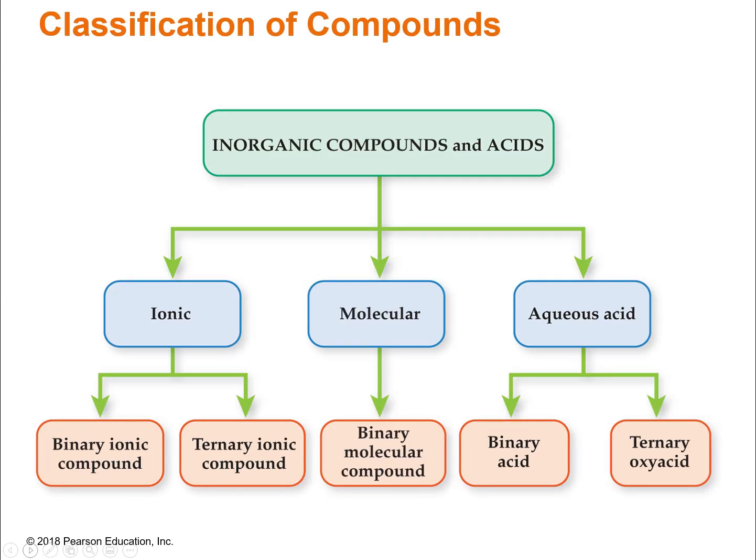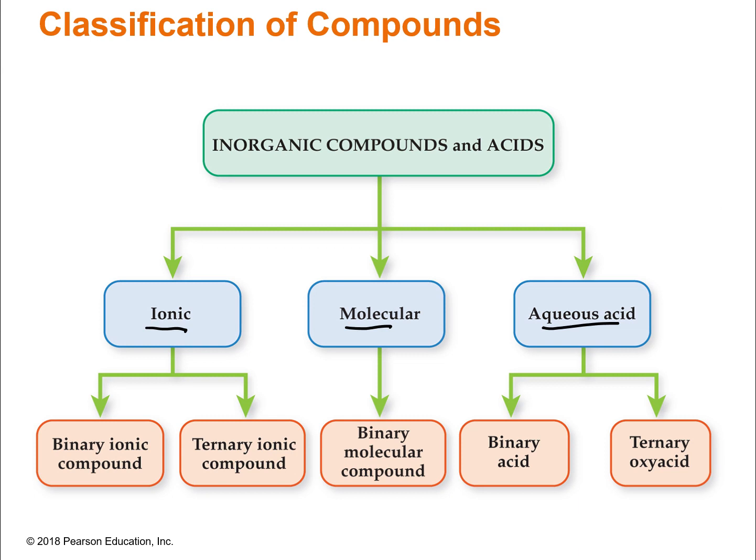We're going to start with the classification of compounds. We're only going to be talking about inorganic compounds and acids here. The 3 major categories we're going to cover are ionic, molecular, and aqueous acids.